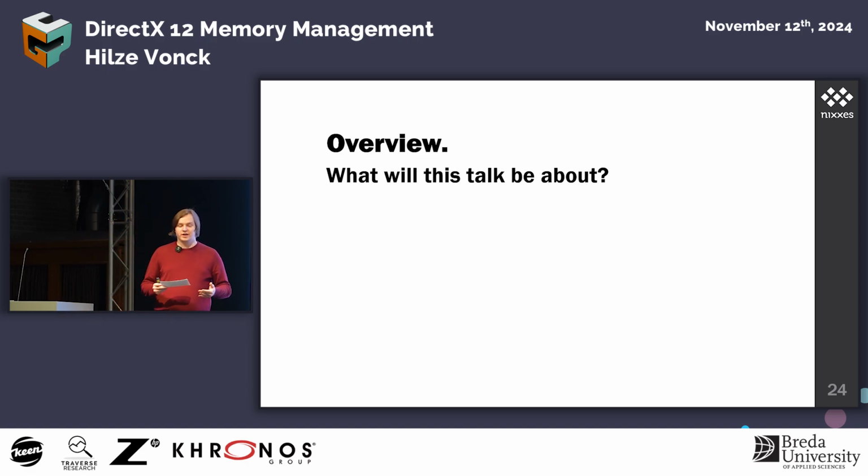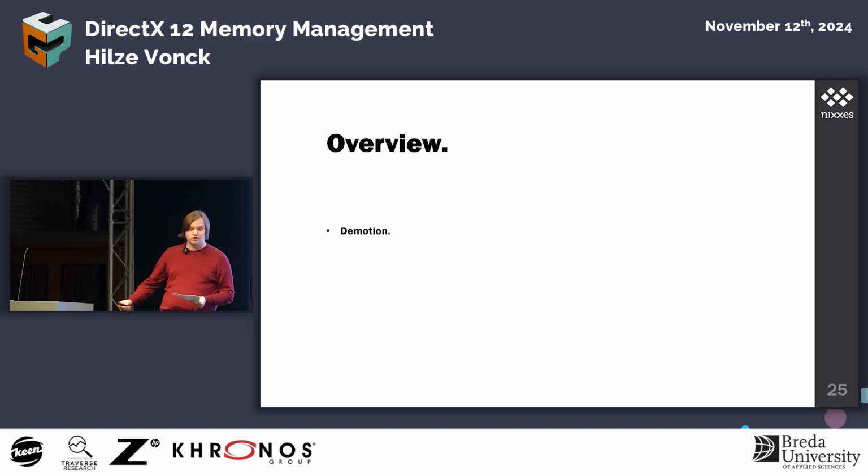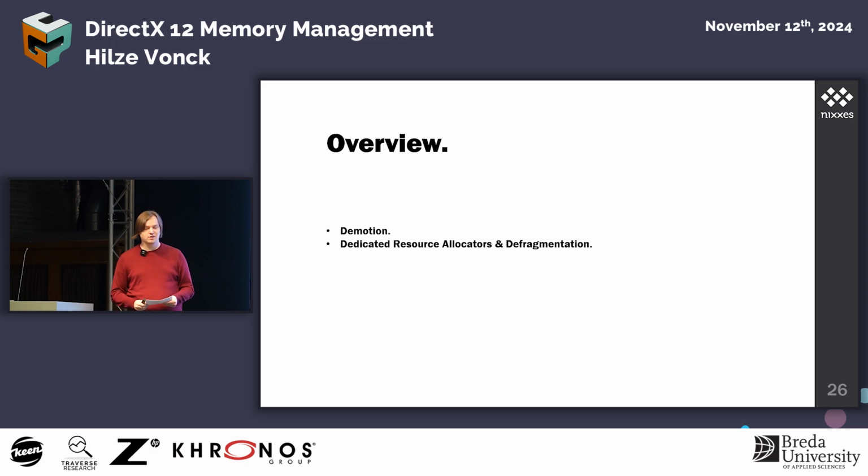This talk will be divided into multiple sections. First of all, I'd like to talk about our demotion system, what it is and how it came to be. Then, I'd like to highlight our dedicated resource allocators, how these are one of the ways that we improve our allocation speed as well as reducing our memory footprint. And I'd also like to highlight one of the key features that they have, which is defragmentation.